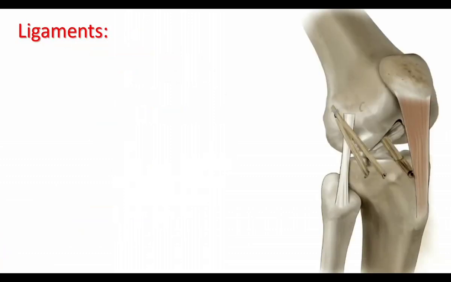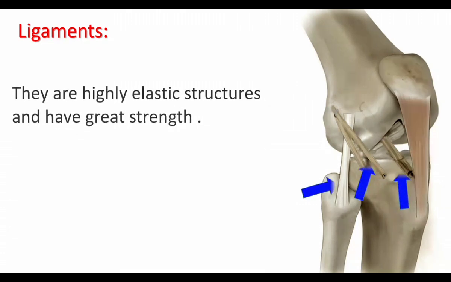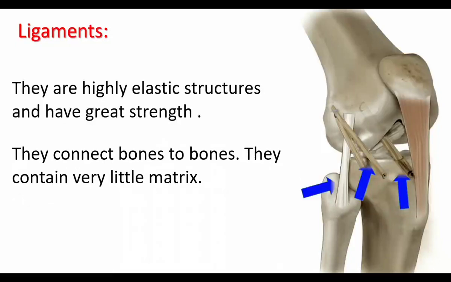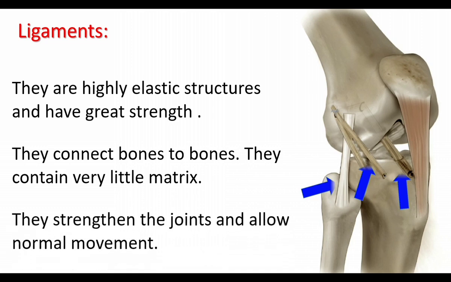Ligaments are also connective structures. They connect two bones. They are found in between two bones. They are highly elastic structures and have great strength. They connect bones to bones. They contain very little matrix. Here the components are tightly packed. So tendons and ligaments are dense connective tissues. The ligaments strengthen the joints and allow normal movement. By connecting the nearby bones, the ligaments strengthen the joints, so normal movement is possible.